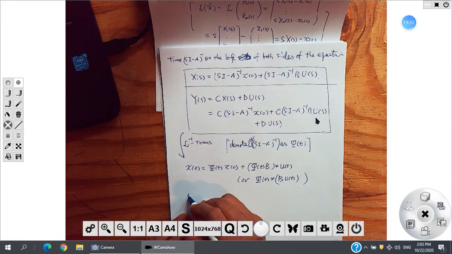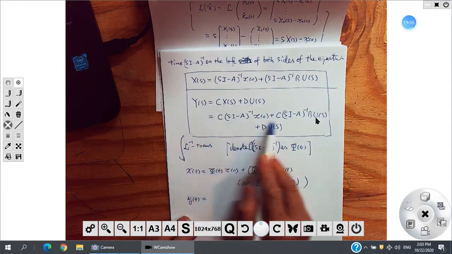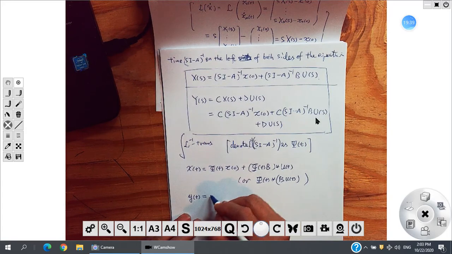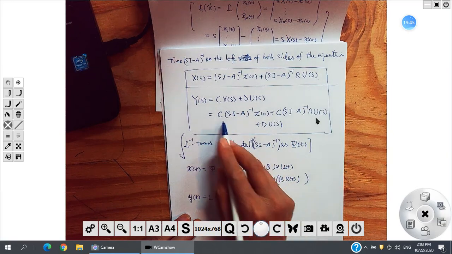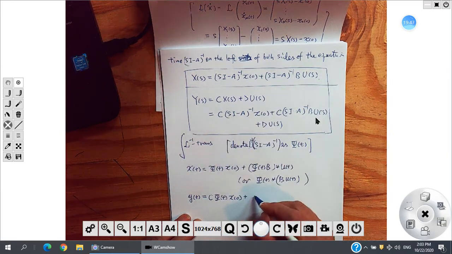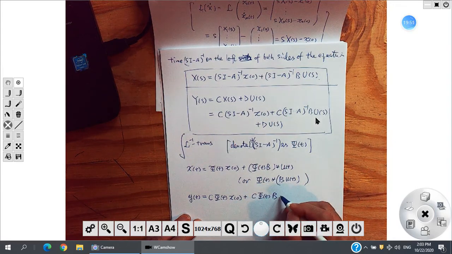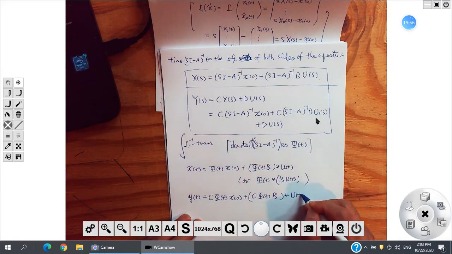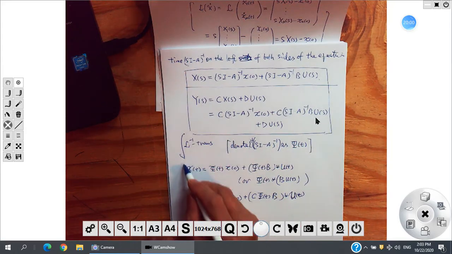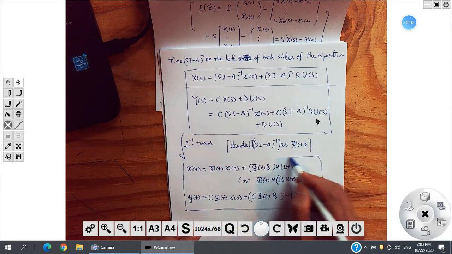And for y, we have a similar thing. We go to the time domain, then we have C times phi(t) times x(0), right? This is the first term, plus C phi(t) times B convolved with u(t) in the time domain. So we have these two formulas.